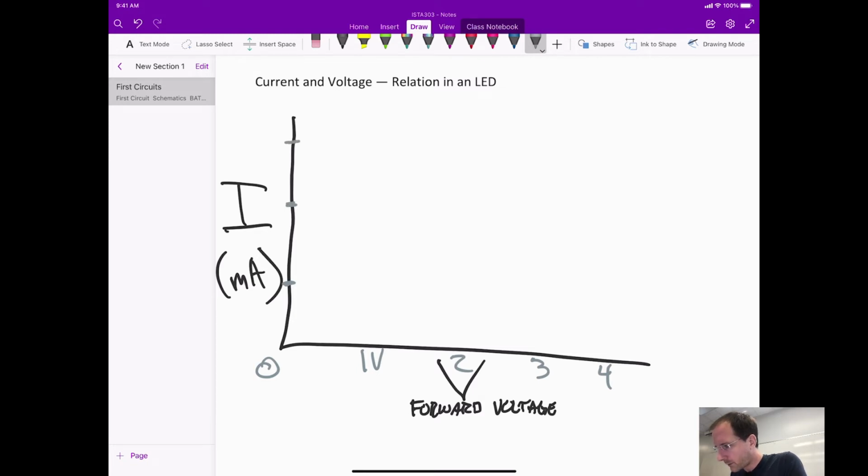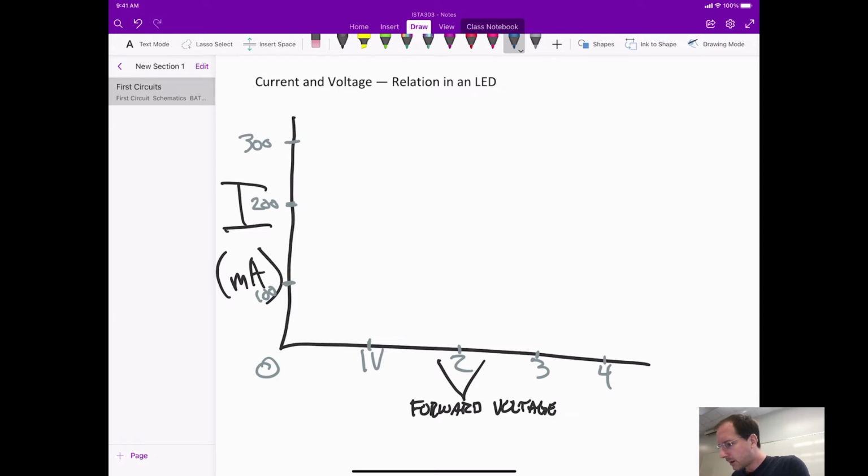So this will be, let's do these every, say, 100 milliamps, so 200, and then this one down here is 100 milliamps. And so the graph is really interesting in the following way. Let's give ourselves some ticks here.